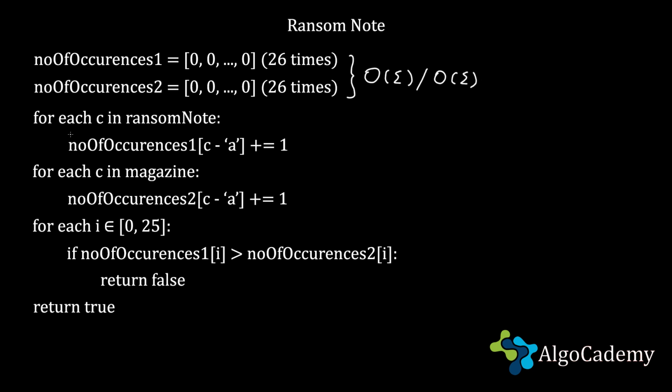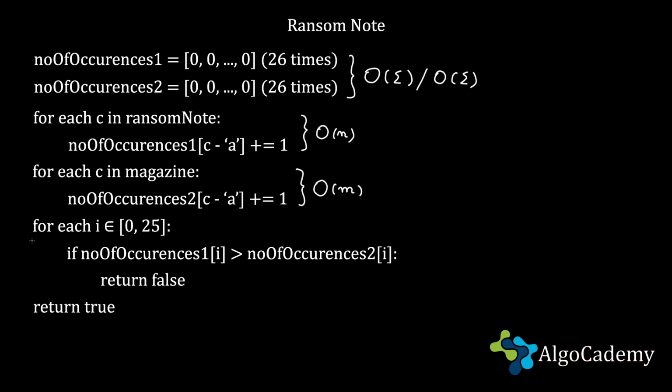Then we iterate through each character in the ransom note string. So this is big O of n. If we denote the length of the ransom note string by n, this obviously is going to be constant. So I have a big O of n from here. Now here, again, we iterate through each character in the magazine. So if we denote the length of this string by m, and given that this line of code is also constant, this piece of code will be big O of m.